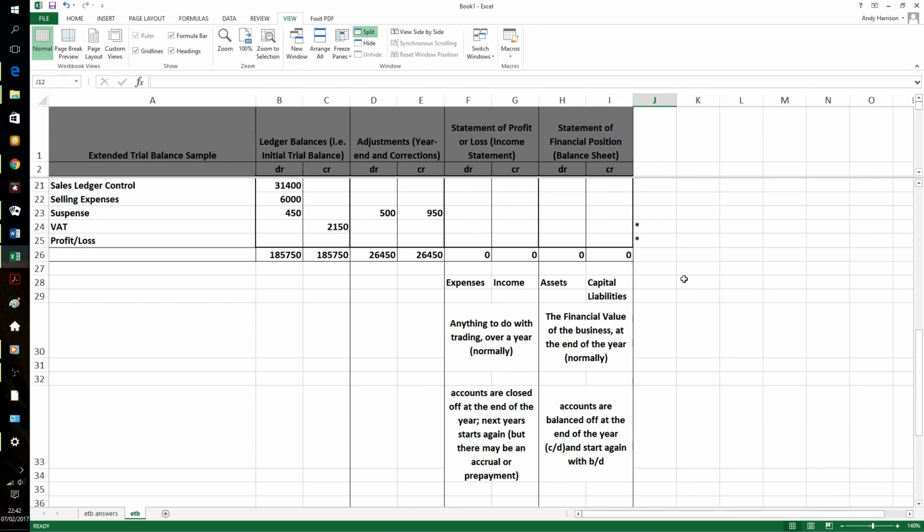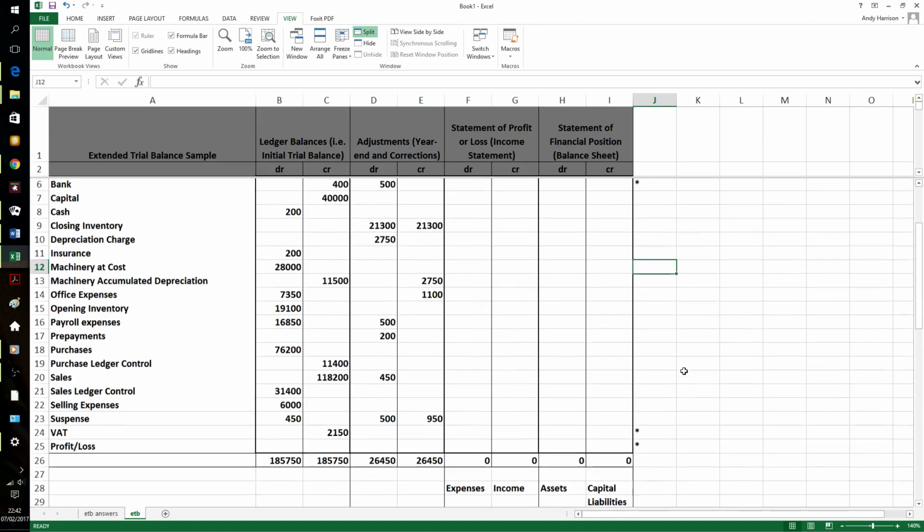So the statement of financial position contains assets, capital, liabilities, or anything that's just the value of assets or liabilities. And it's the financial value of the business, usually again at the end of the year. So this is a point in time as opposed to a time period. So these are the accounts that we balance off with carry down at the end of the year and just start again with brought down. Last year's closing balance for our bank is next year's opening balance for our bank.